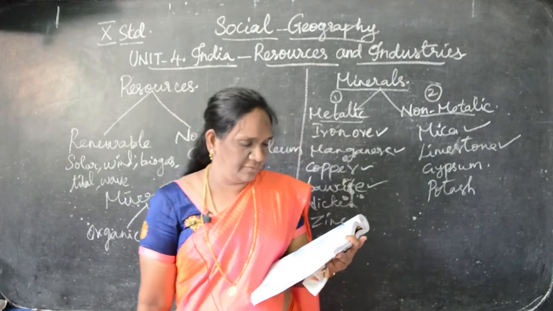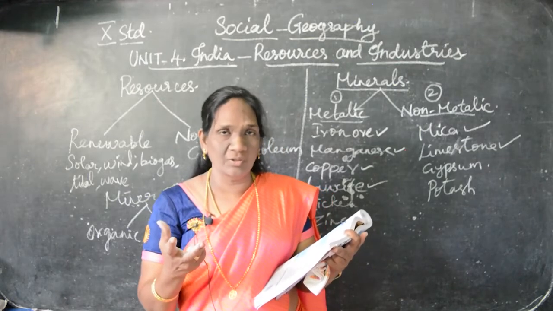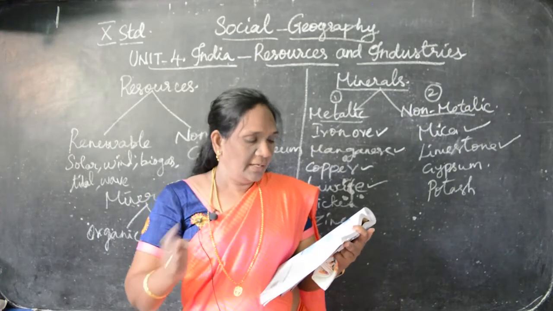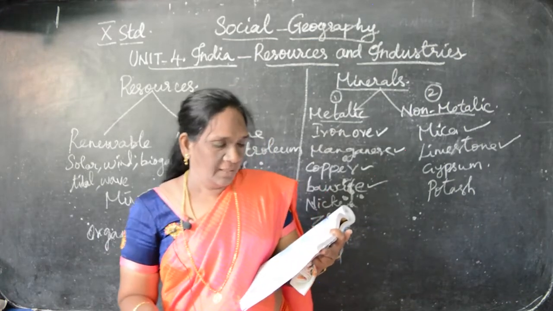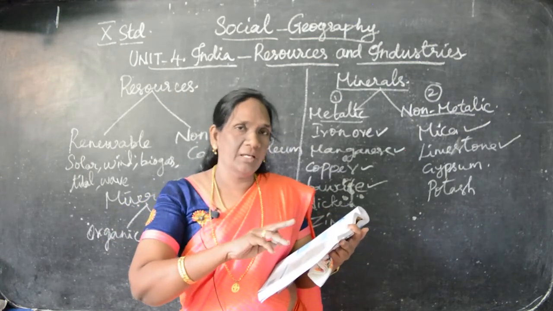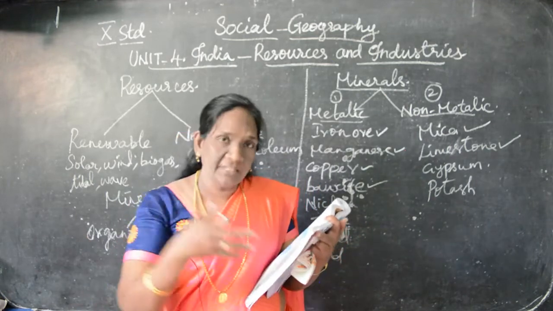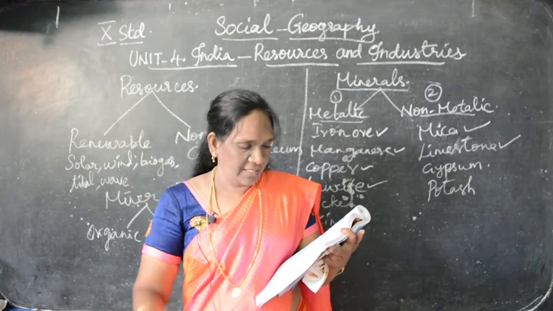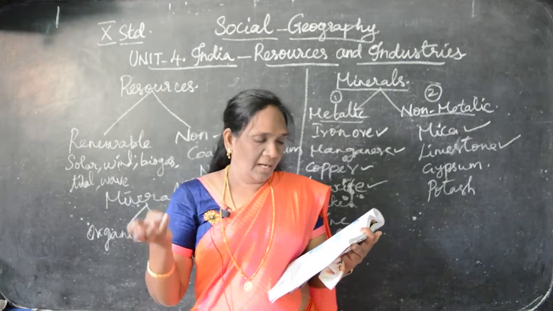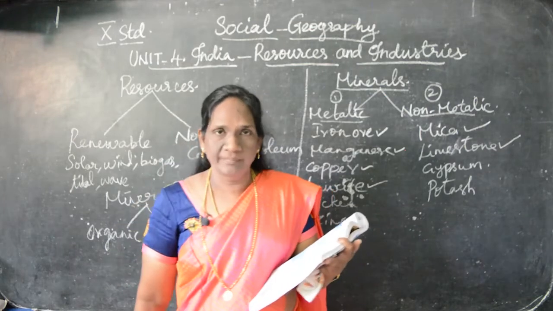Limestone is associated with calcium carbonate. We call limestone chunnambu in Tamil, that is limestone. It has calcium carbonate, or else it is a double carbonate of calcium and magnesium, a mixture of both. And this limestone consists of silica, alumina, iron oxide, phosphorus and sulfur. All these are in limestone. Understand?